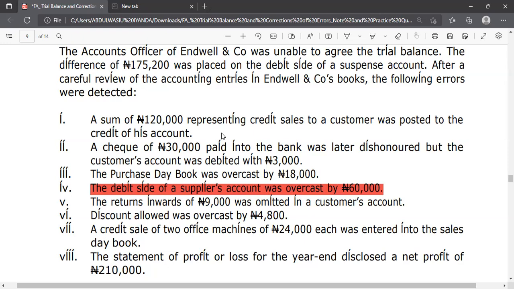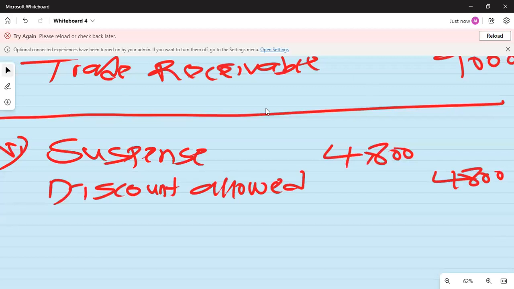A credit sales of 2 office machines of 24,000 naira each was entered into the sales account. Since it was entered into sales, the sales account has already been credited. But this particular transaction is not supposed to be part of your revenue. It's not something that you report in your trading account. It should be taken to your profit or loss.